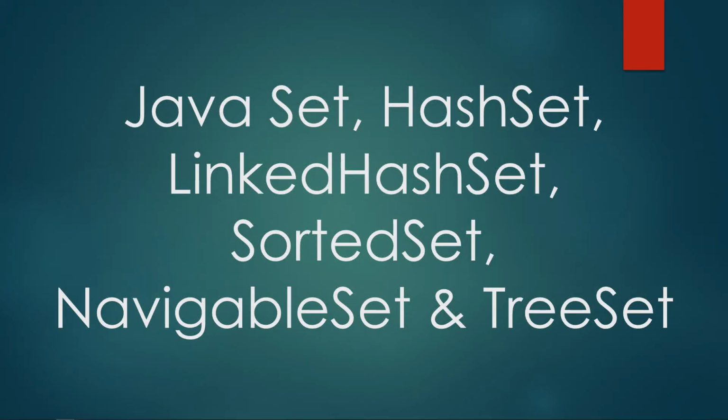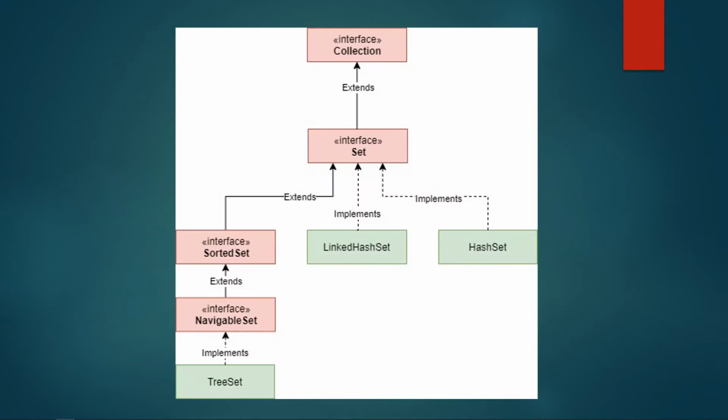In today's lecture, we are going to discuss the Java set, hash set, linked hash set, sorted set, navigable set, and tree set. If we take a look at the hierarchy of all of these, we can see that on top we have the collections interface, then we have the set interface. The set interface extends the collection interface.